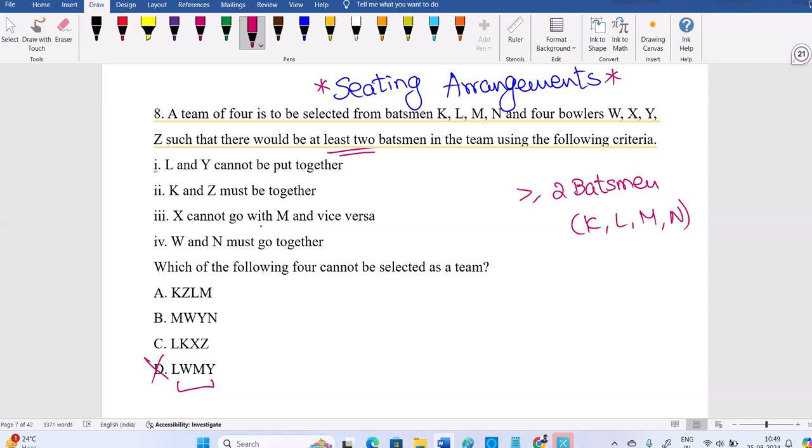So the question is which cannot be selected as a team. It's simple. The question is not a team that cannot be selected. Remaining are all fine. Only option D is the issue, with the first condition L and Y cannot be put together. This is okay. There are a lot of correct answers, A, B, C all are satisfying. The one which is not satisfying is the question actually. That's option D.